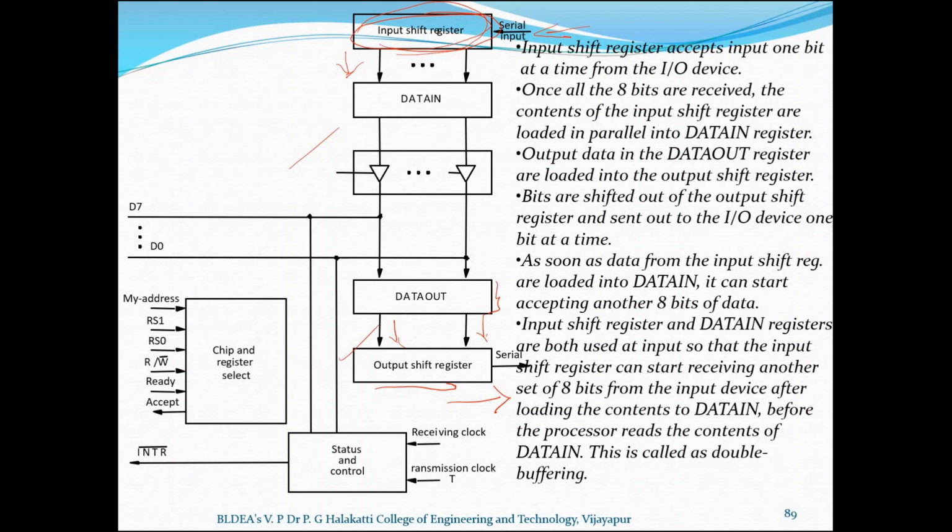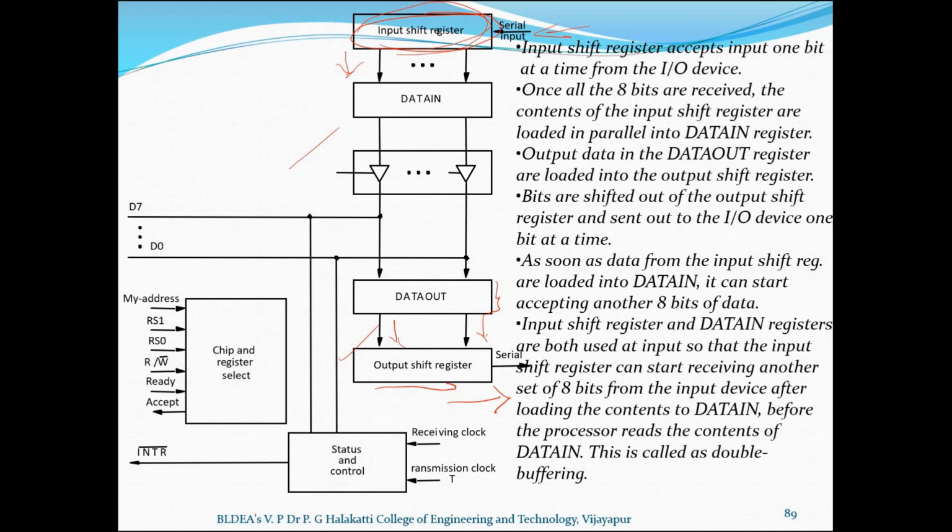That is, as soon as the data are transferred from the input shift register into the data in register, the shift register can start accepting the next character from the device. In the meantime, the processor would be reading the first character from the data in register parallelly. Thus, the interface can receive a continuous stream of serially transferred data. The same analogy works at the output part of the interface.